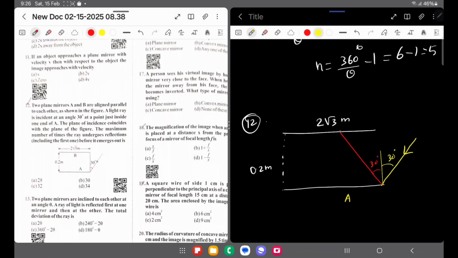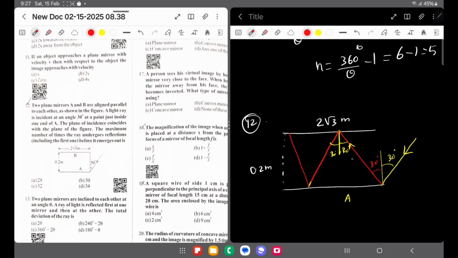So again at this location, if you draw the normal, this incident ray is going to make the same 30 degrees with that normal also. So again the ray will get reflected like this. The reflected ray is also going to make the same 30 degrees. In such a way it will undergo multiple reflections before it finally emerges out. The task is to find out how many times it will undergo the reflection phenomenon.